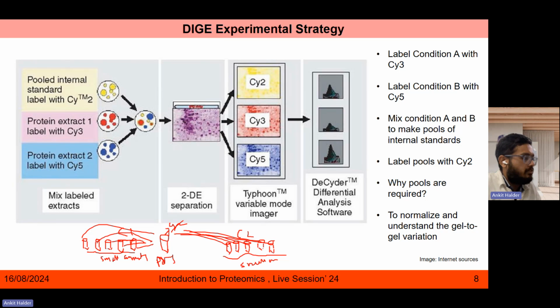So why this pool sample? What will be its work? We are saying that this pool sample will be used to normalize and understand the gel to gel variation. Why? Because this is the same sample.